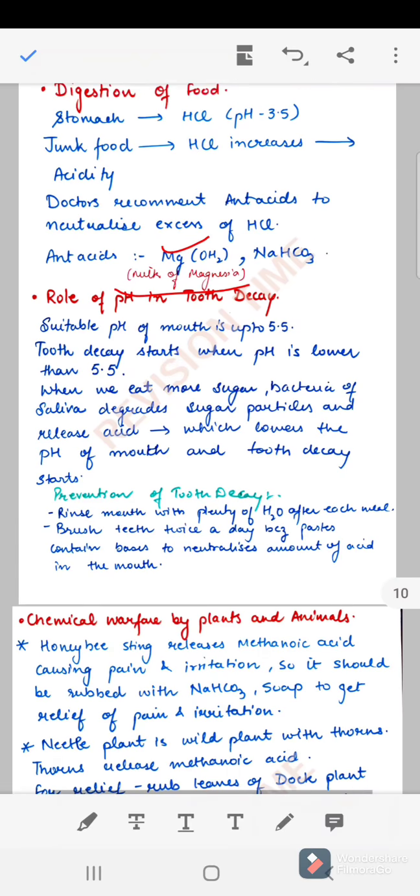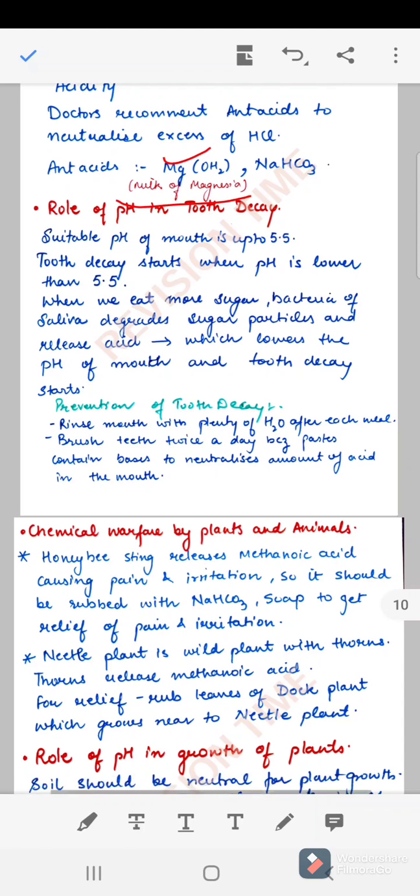So, role of pH in tooth decay. The suitable pH of our mouth is 5.5. That is somewhat acidic, right? So tooth decay starts when the pH is lower than 5.5. So what happens when we eat more sugar? The bacteria of saliva degrade the sugar particles, and release acids. So this release will cause the lowering of the pH of the mouth, and the tooth decay starts.